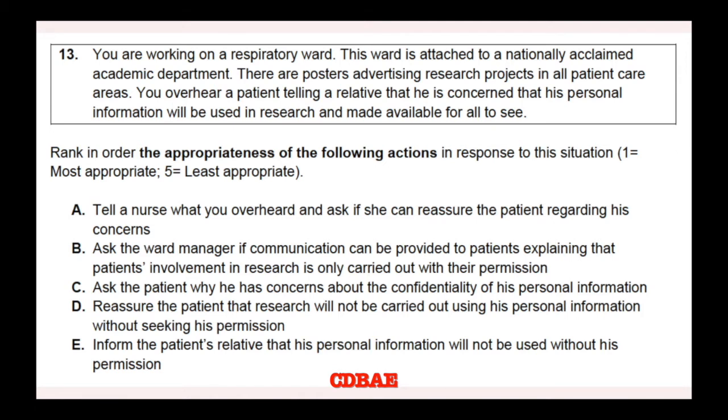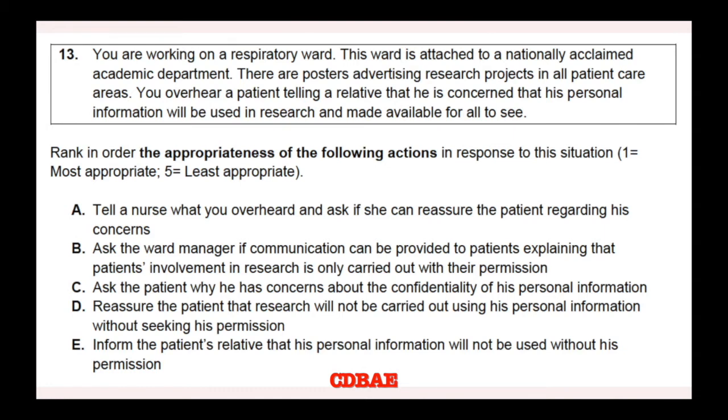The next best option is D, reassuring the patient that the research will not be carried out using their personal information without seeking his permission. So you're not actually exploring his concern, but you are basically telling him what happened, and that's why it's less appropriate than C, which is more of an open-ended kind of a question.